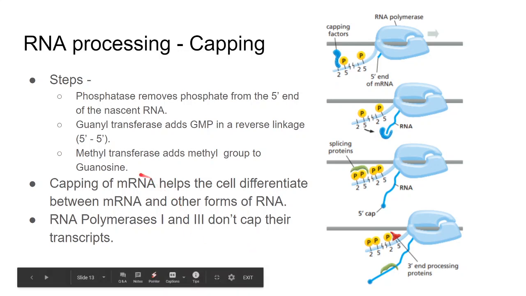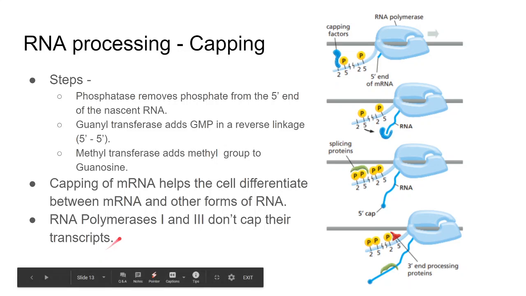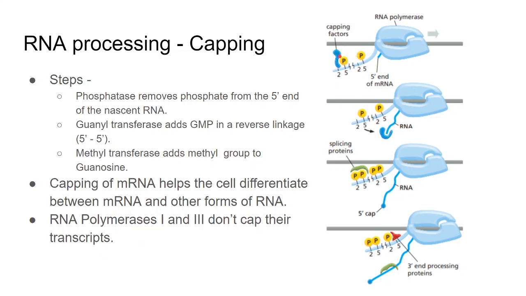And that's how the cell knows what is an mRNA, by the capping and tailing, because RNA polymerase 1 and 3 do not cap their transcripts. Only polymerase 2 caps and tails its transcripts. How that happens is, once you have phosphorylation of the CTD, the C-terminal domain, during elongation, you have capping factors that bind to the phosphorylation.